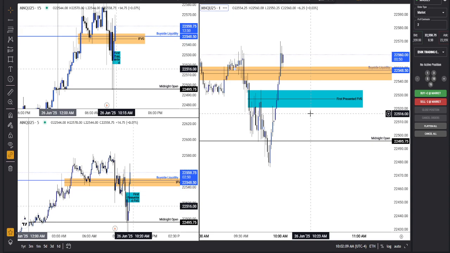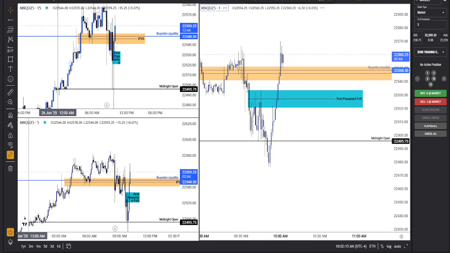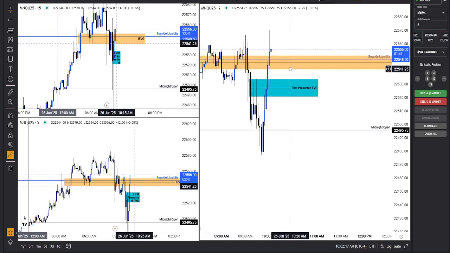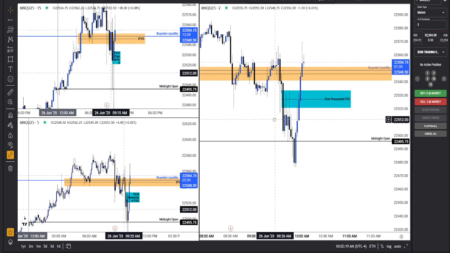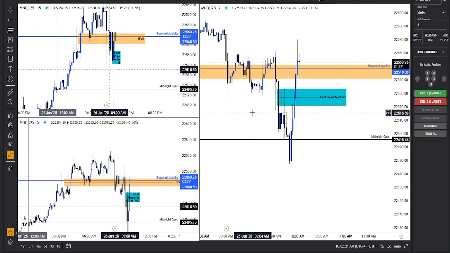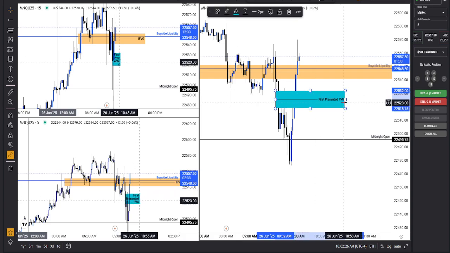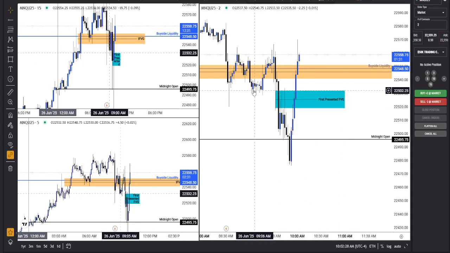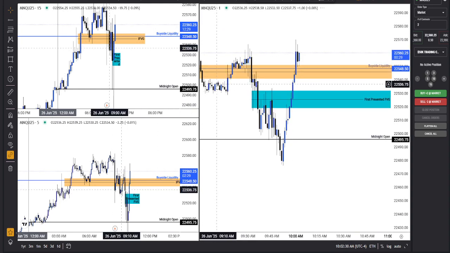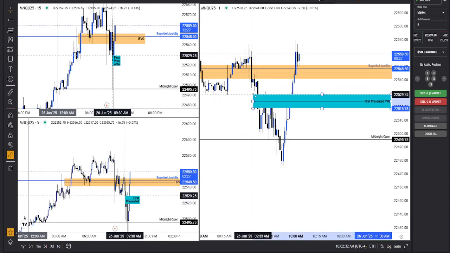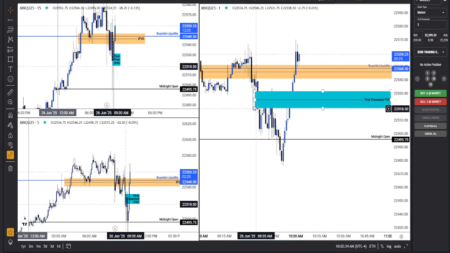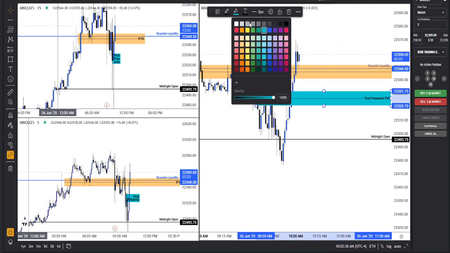But we're kind of trading above previous day high and we're staying there. So I'm kind of like, okay, what's going on? What's he trying to do? Is he trying to trade back into this fair value gap? It's the first presented gap. We gotta keep it there. It's supposed to be green anyway.